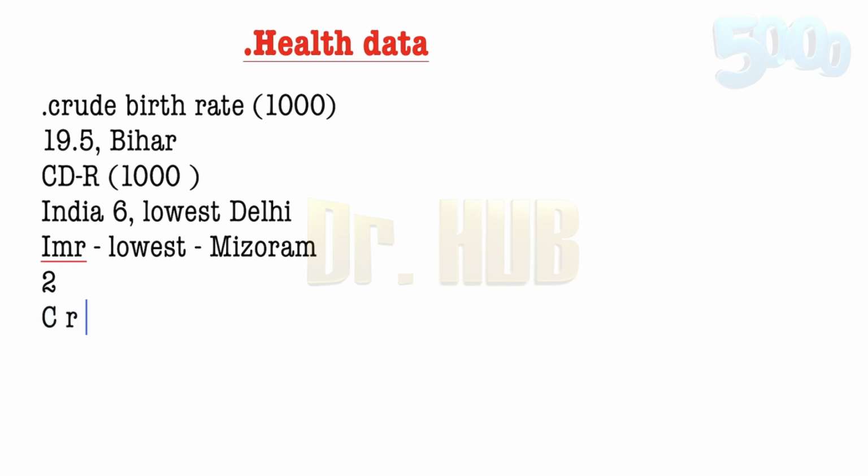Next we move on to the crude birth rate, CBR. CBR is per 1000 mid-year population, and in India it is about 20. The highest is in Bihar, and the lowest will be in Andaman and Nicobar. So this was the crude birth rate.